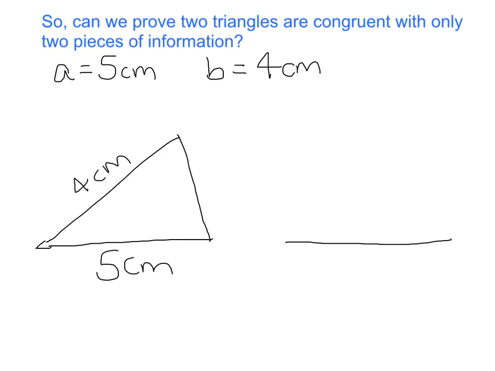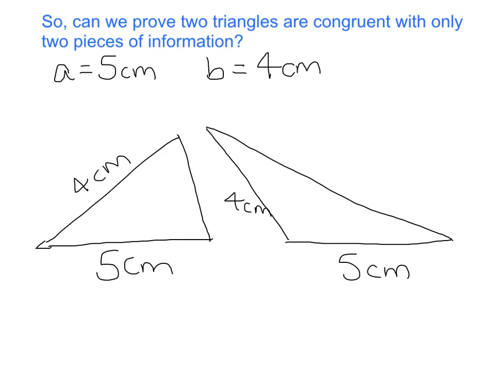So if we set a 5 centimeter side to be the base, and this time I want my 4 centimeter side to go in this direction. Now my triangle still matches those two pieces of information at the start, but as we can see again, those two triangles are not congruent to each other.